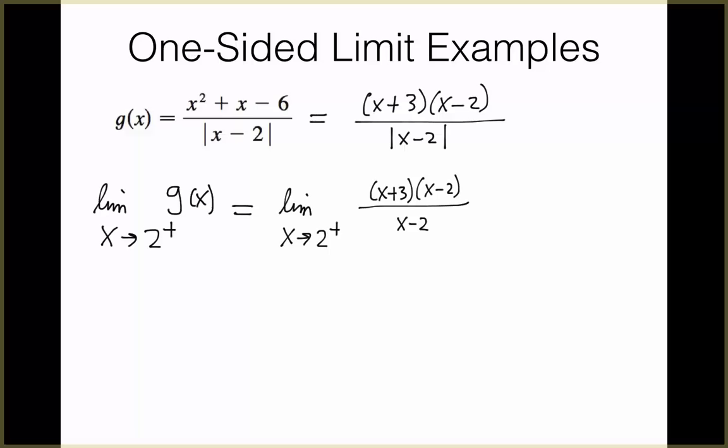Now we can cancel a common factor of x minus 2 in the numerator and denominator, and this limit simplifies to the limit as x approaches 2 from the right of x plus 3. Since one-sided limits behave the same way as two-sided limits, we can still use direct substitution here to evaluate this limit. So if I plug in 2 for x, I get 2 plus 3, which simplifies to 5.